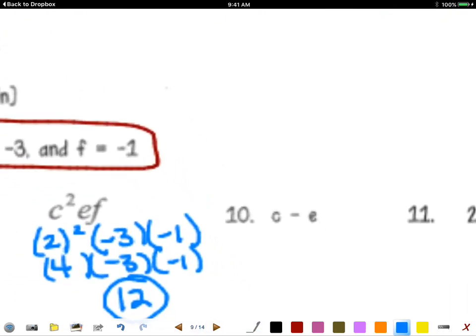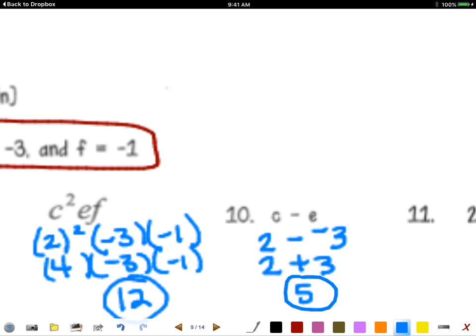Okay, on number 10, C is 2, so we're going to write 2 minus, and then E is negative 3. So we're still going to put that negative 3 there. So we've got a 2 minus a negative 3. Well, a minus and a negative side by side like that make a positive. So this is really 2 plus 3, which is just 5.